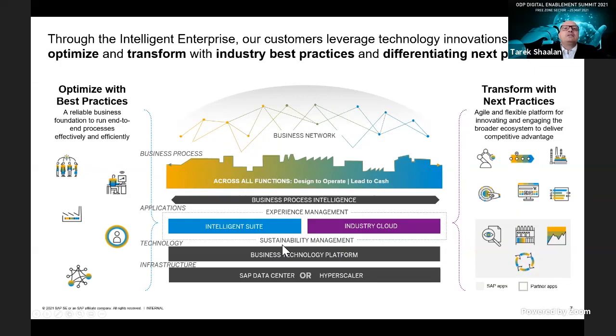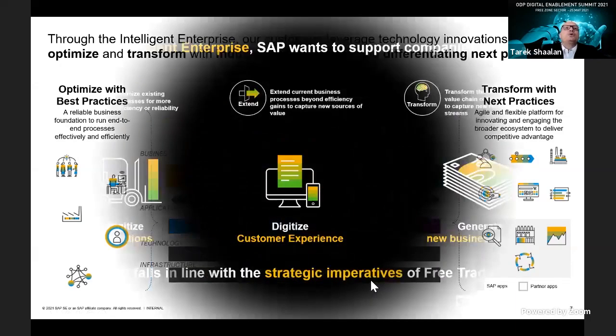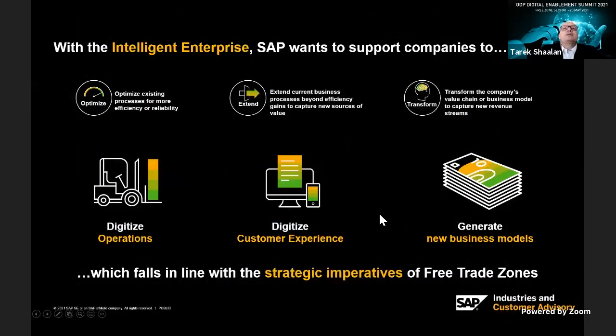All that on a sustainability management technology, business technology platform. And that business technology platform could be on the infrastructure of either SAP data center or any other hyperscaler in the market. So thinking about that, with this intelligent enterprise, SAP wants to support the companies to do three main things. First, to digitize their operation by optimizing the existing processes for more efficiency and reliability, digitizing the customer experience by extending current business processes beyond efficiency and efficiency gains to capture new sources of value.